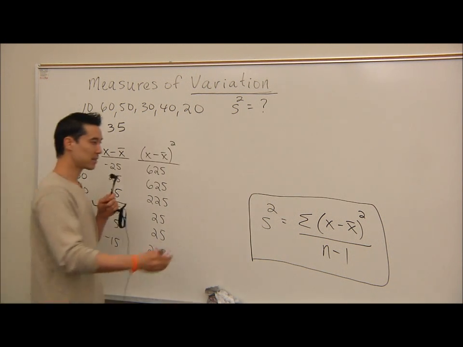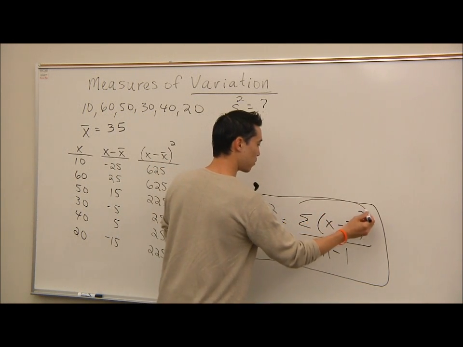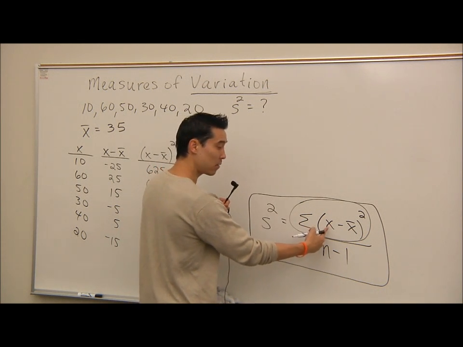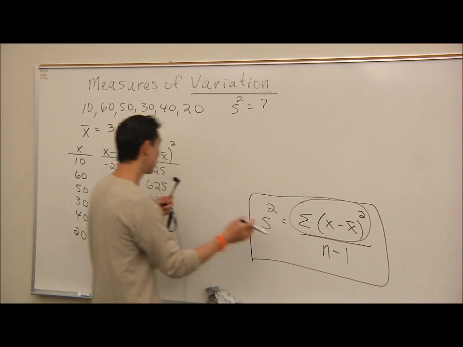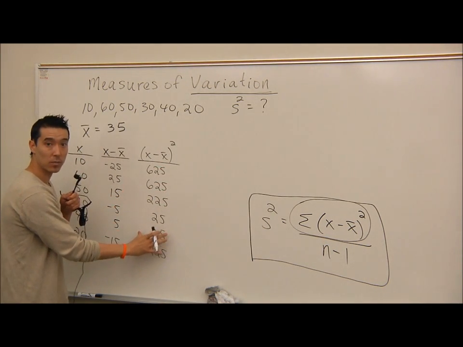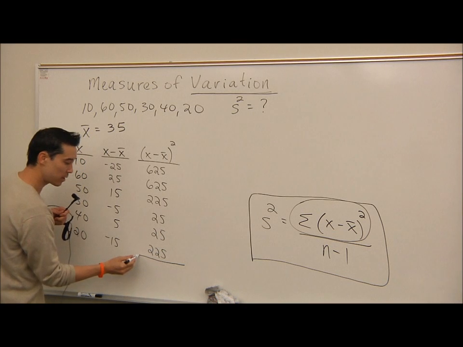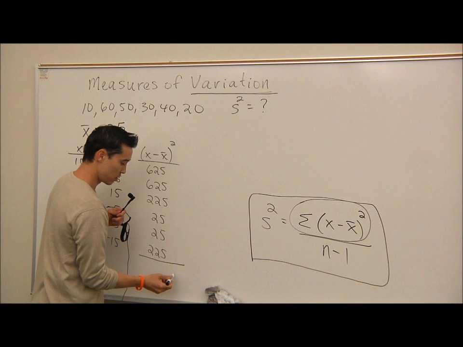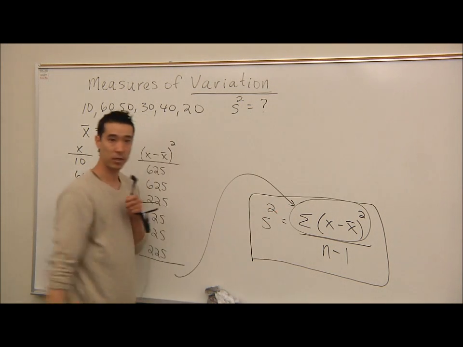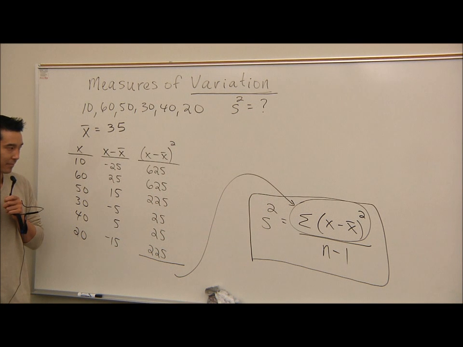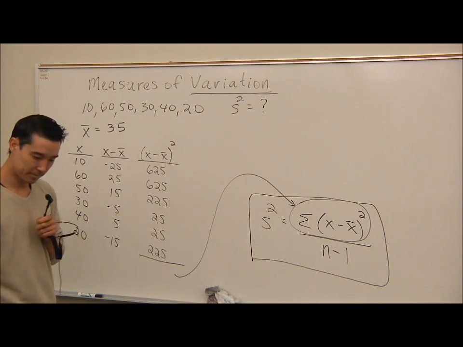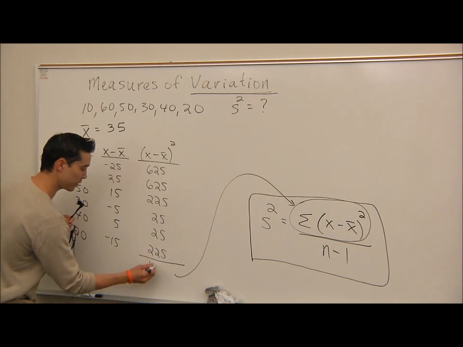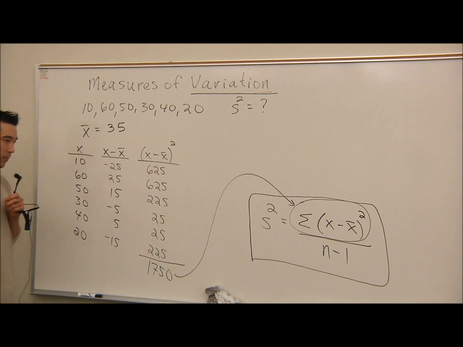All right, now this top portion here, summation: add up all of the x minus x bar squareds. Well, this column here is your x minus x bar squareds. So if I put a big sum here and I add that up, that's going to be my top number. So add those up and tell me what you get. 1,750? Yeah. Okay, great. I will take your word for it.